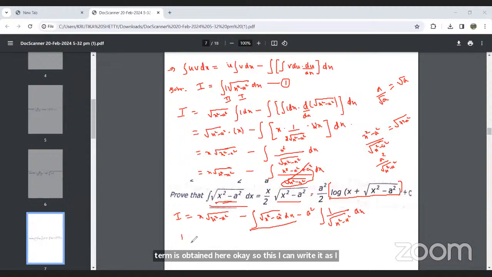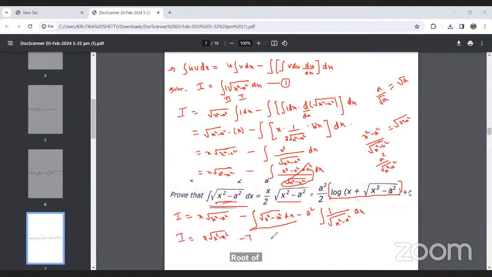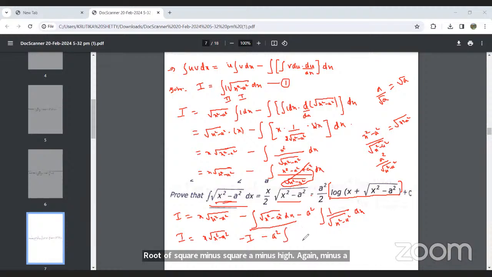So see, this I will be equal to x times root of x square minus a square, minus I, and minus a square into 1 upon root of x square minus a square dx. So since I plus I will be equal to 2I, 2I will be equal to x root of x square minus a square, minus a square into the integral of 1 upon root of x square minus a square dx. So further, what we can do.